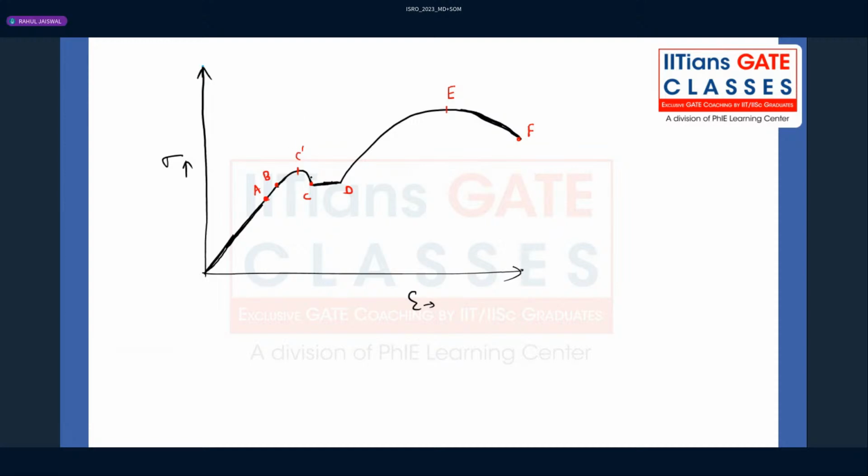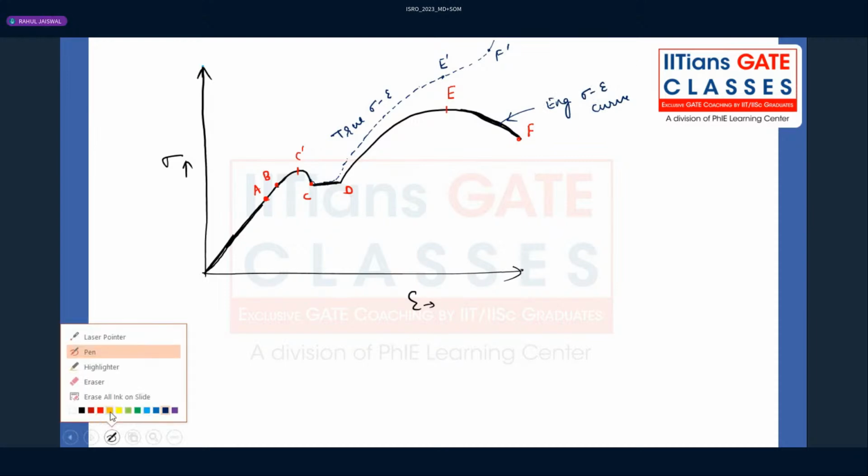So here we have our true stress strain diagram, which will be like this: P dash, F dash. So this is what we have, the true stress strain diagram, and this is what you have, engineering stress versus strain. So even you note down the points also.